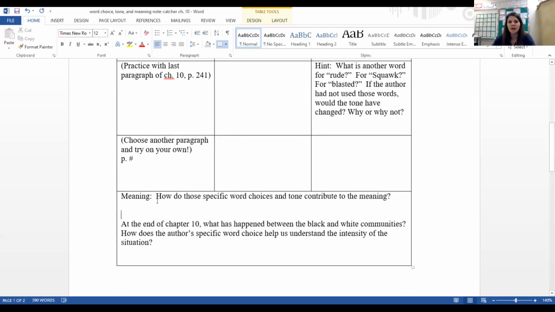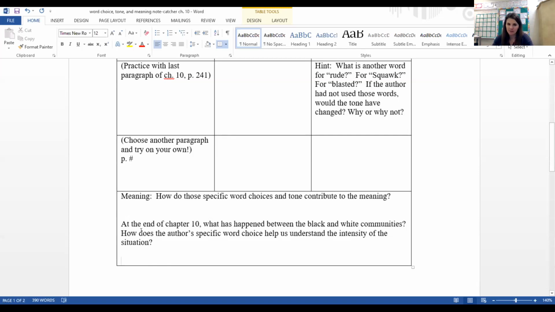We see, how do these specific word choices and tone contribute to the meaning? So we're looking at all of this information together, and how does it contribute to the meaning of the story, the meaning of this chapter, and what the author is trying to get across? How do those connect? Remember to start out by restating the question. The specific word choices and tone contribute to the meaning because, and that's all I need is that and the information after the because. So really only one sentence there. And pause and answer it if you need to.